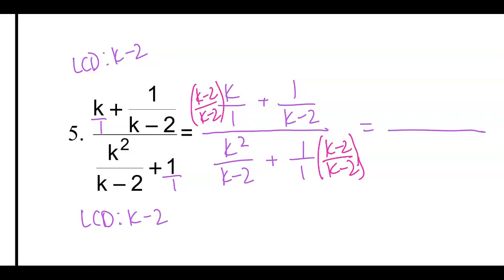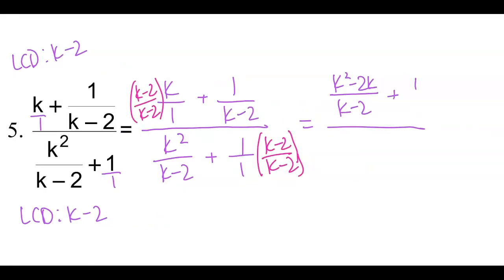All right, so Caitlin, in this first fraction, distribute that k. What is the numerator in that first fraction going to look like? K squared minus 2k. Perfect, and that's still over that k minus 2 that you told me originally, and I'll add it to what's already there.